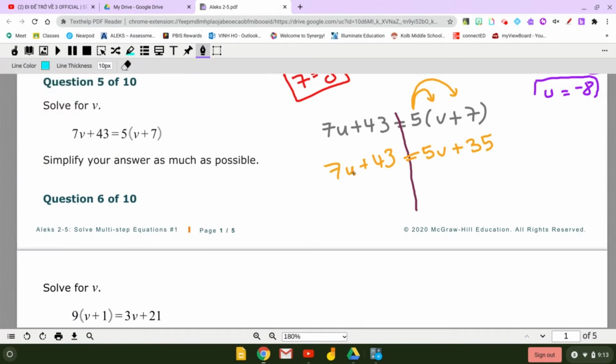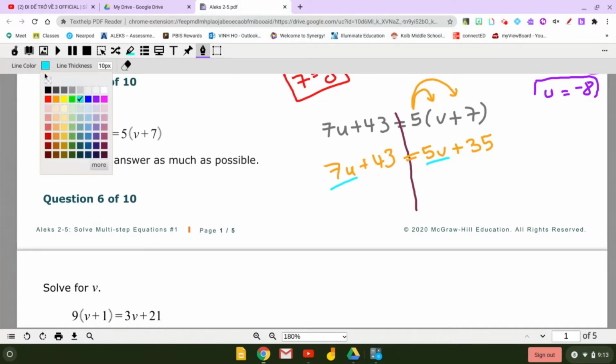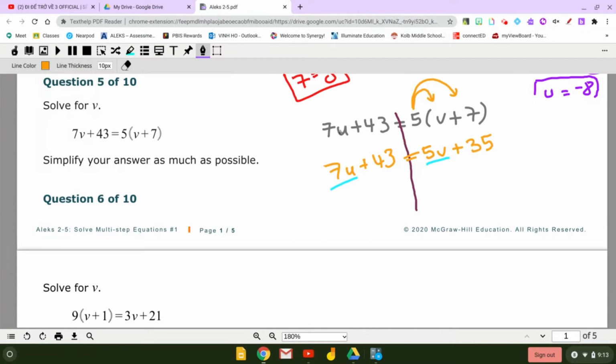Combining like terms, can I add 7v and 5v? The answer is no. I just realized it's 7v. Okay, the answer is you cannot go across like that. You cannot go across the line that we just drew. You have to do the opposite operation. So the question is, is 5v positive or negative? The answer is positive, right? Any number without a sign is positive. So we have to do the opposite operation. So we're going to subtract 5v on both sides.